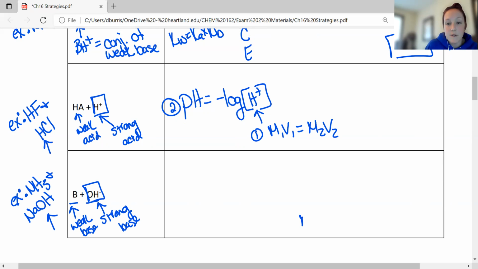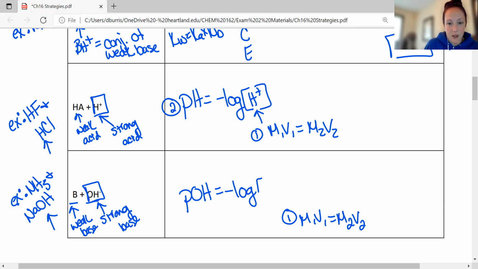But we do have to do an M1V1 equals M2V2 first, because again, I'm putting two solutions together, so my volume is changing. So my concentration, excuse me, is changing. So I would find my pOH from the negative log of the OH minus concentration, the new one. Okay, and then you could do 14 minus that if I was asking for pH.